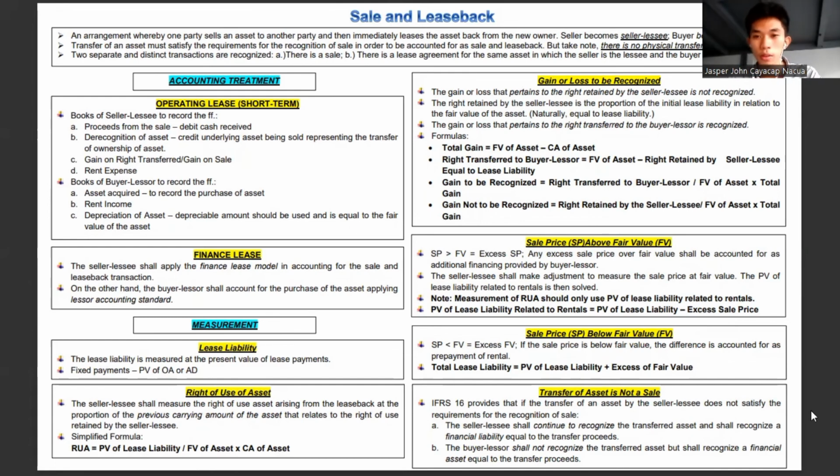And lastly, the transfer of the asset is not a sale. According to IFRS 16, if the transfer of an asset by the seller-lessee does not satisfy the requirements for the recognition of a sale, the seller-lessee shall continue to recognize the transferred asset and shall recognize a financial liability equal to the transfer proceeds. And the buyer-lessor shall not recognize the transferred asset but shall recognize a financial asset equal to the transfer proceeds. Thank you.